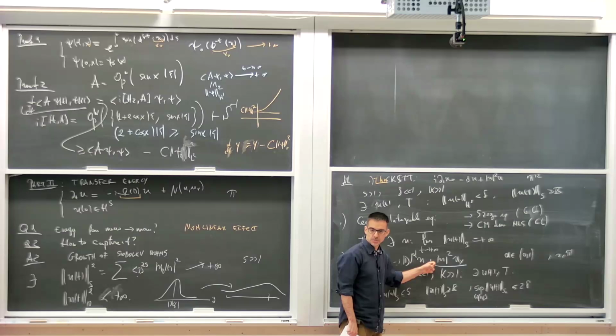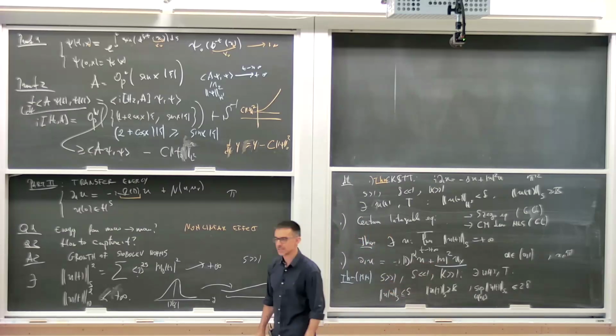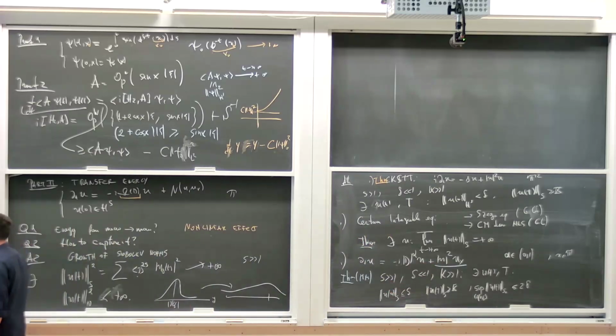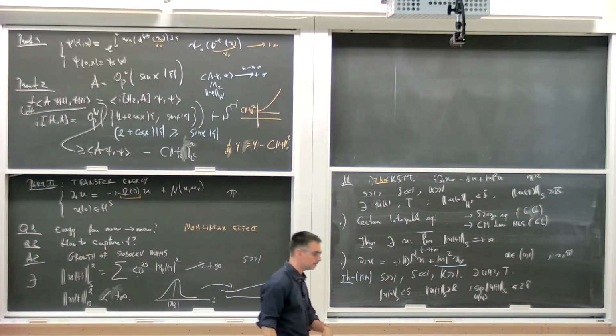So the idea is to do some normal forms and be able to embed into this equation a toy model of this type, H2, which will make the norm grow.